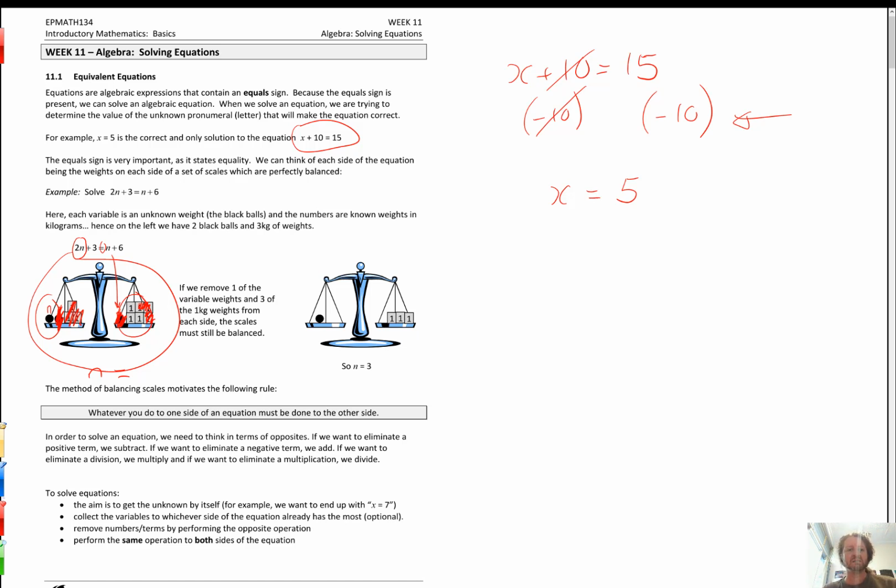Hopefully a good analogy to see why doing the same thing to both sides is allowable. Algebraically, of course, we're not going to draw balances all the time.